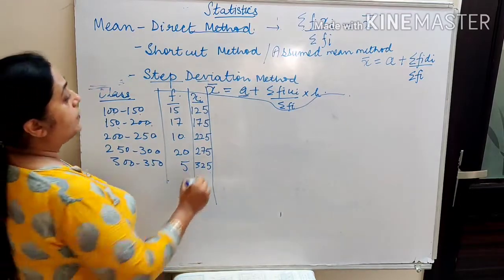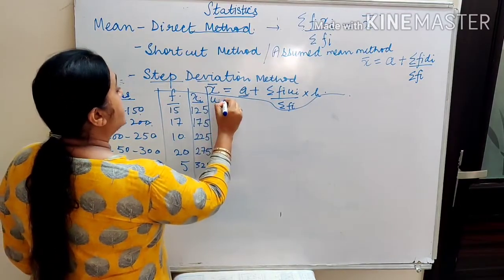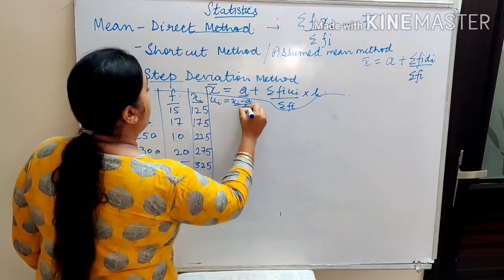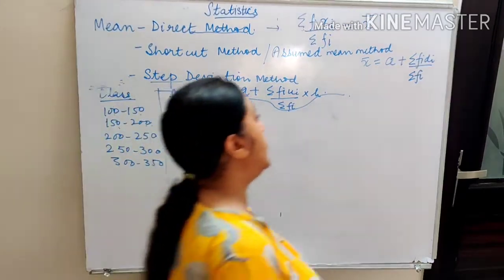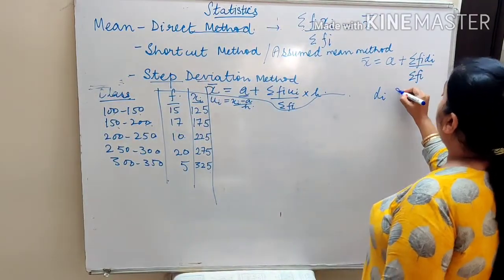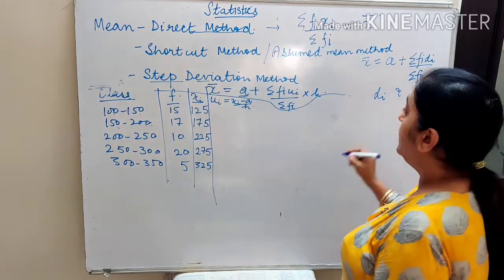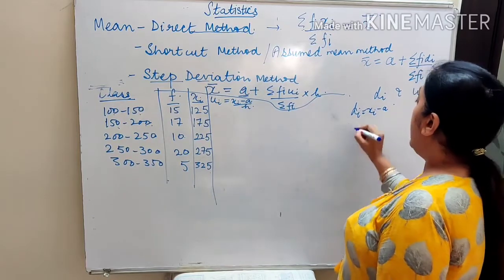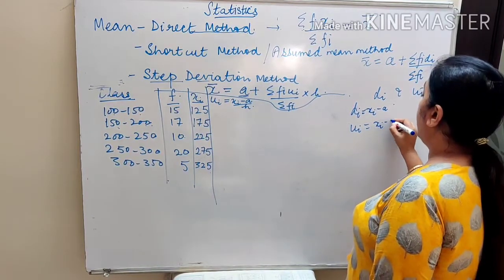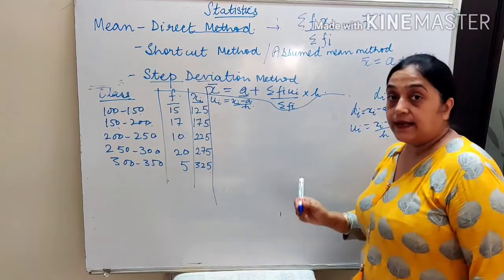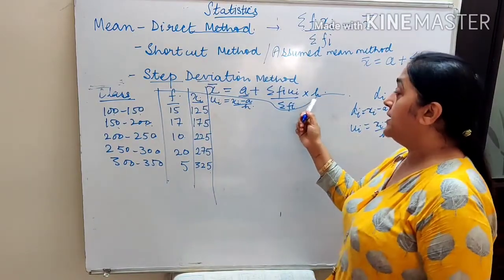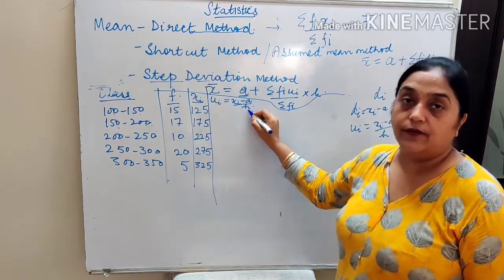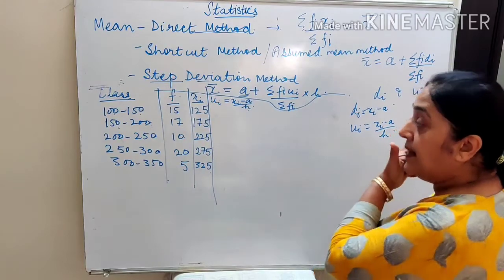Now you have to find ui. What is the formula for ui? It is xi minus a upon h. That is the major difference between di and ui. In di, di is equal to xi minus a, and ui is equal to xi minus a upon h. That is why in the formula of step deviation, it is multiplied by h. Why? Because we are dividing here by h, that is why you are multiplying it.